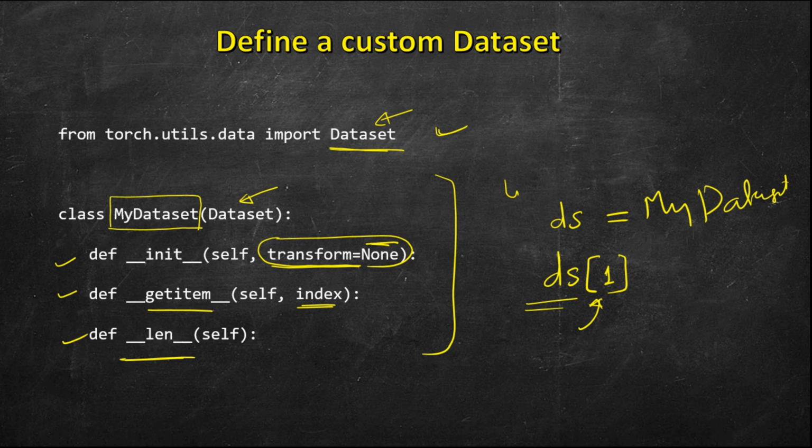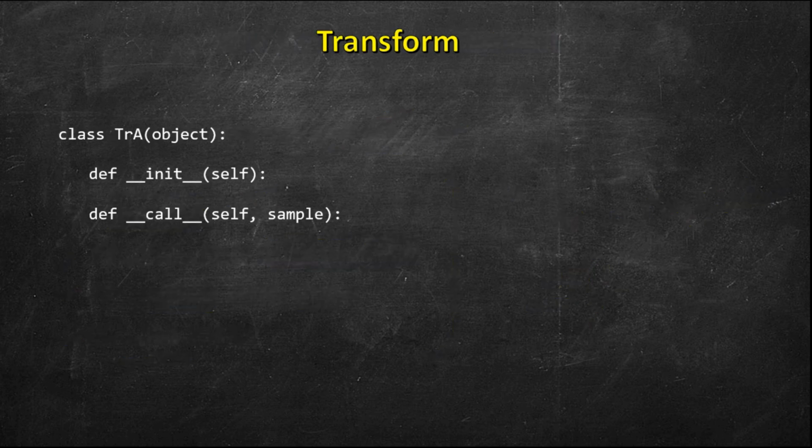So first see what this transform is. You can create a dataset without transform also. This is an optional parameter. In order to define a transform, you need to define two methods within the transform class that you will define. So tra means it's some transform, I have randomly written it. Then the init constructor and the call method. This call method will act as a proxy for this parenthesis.